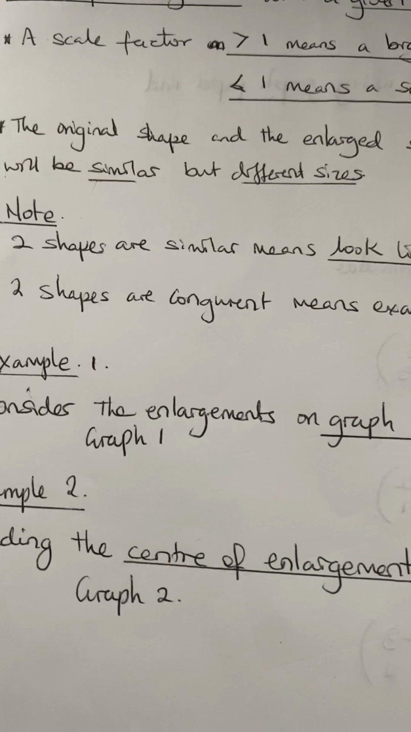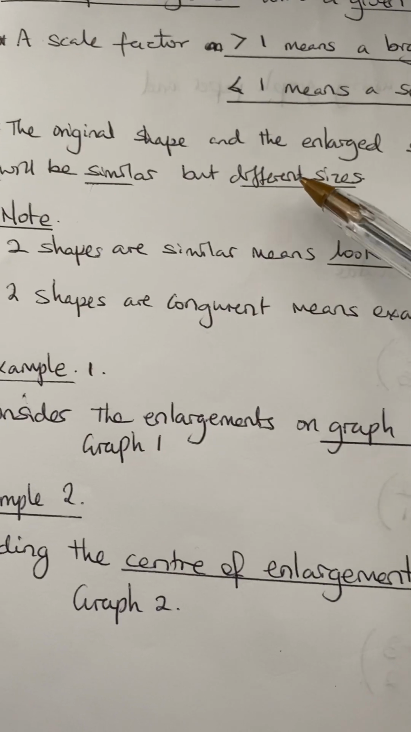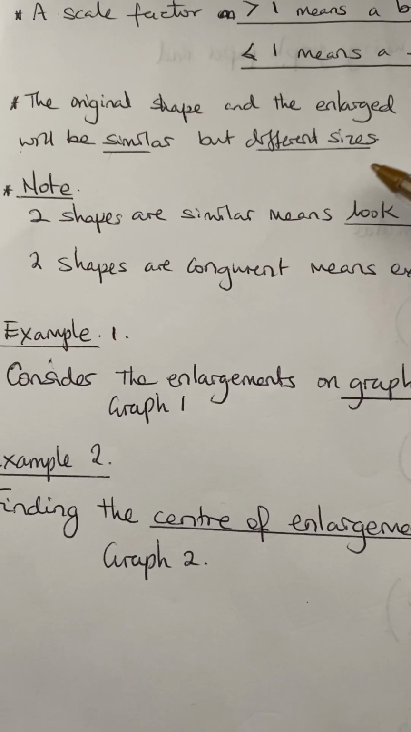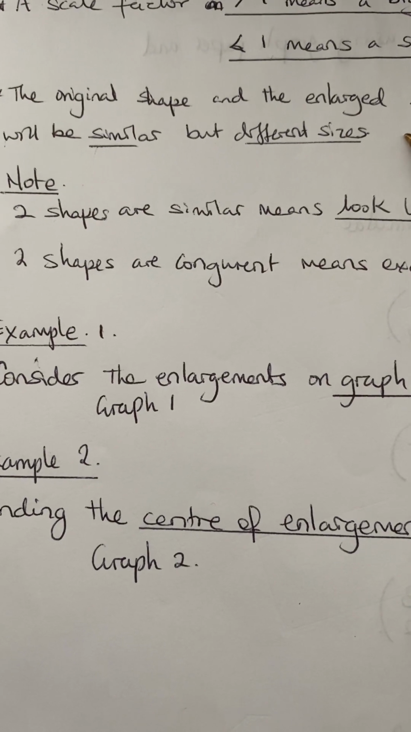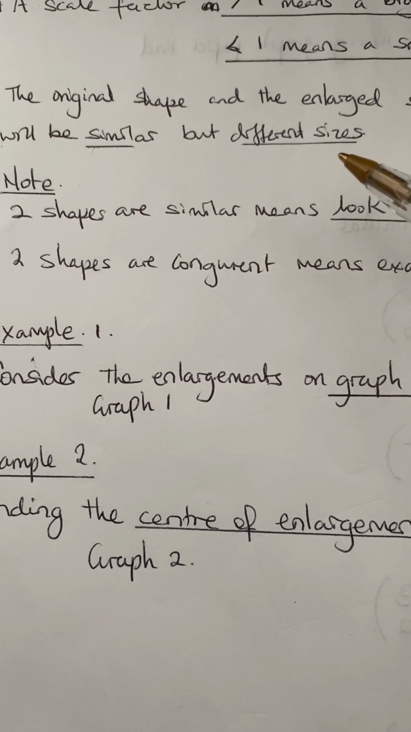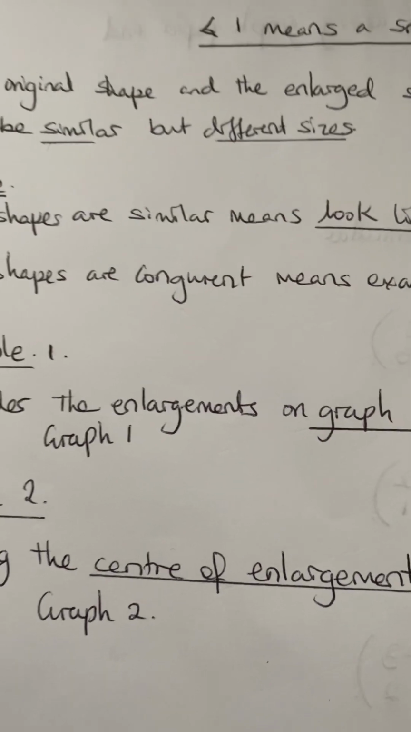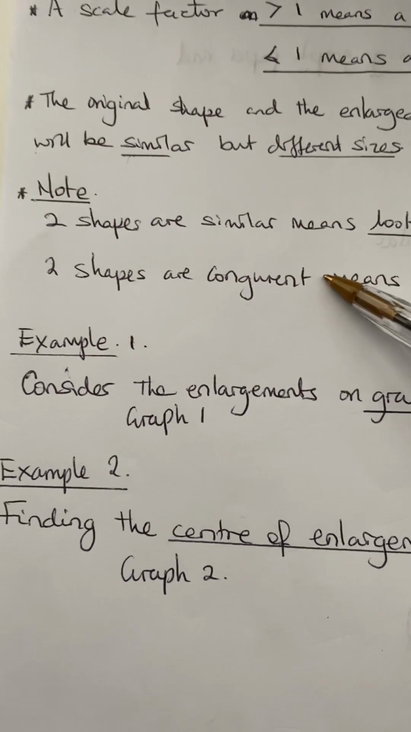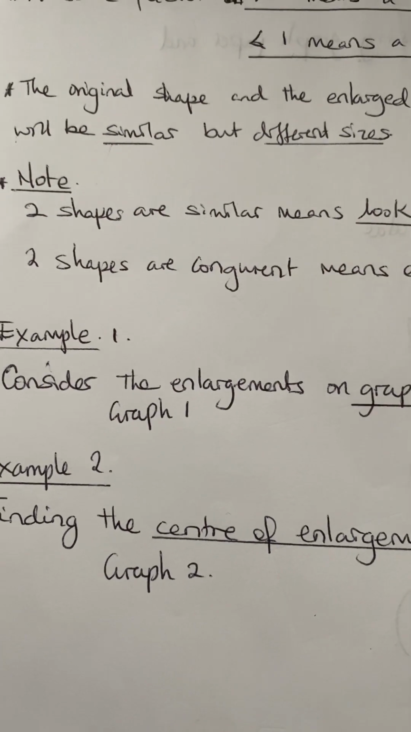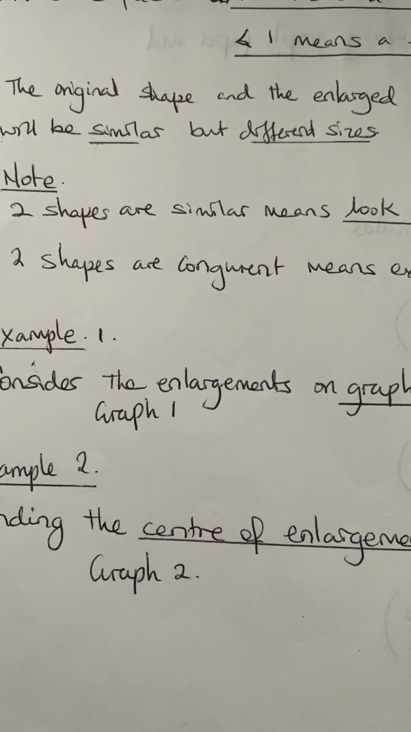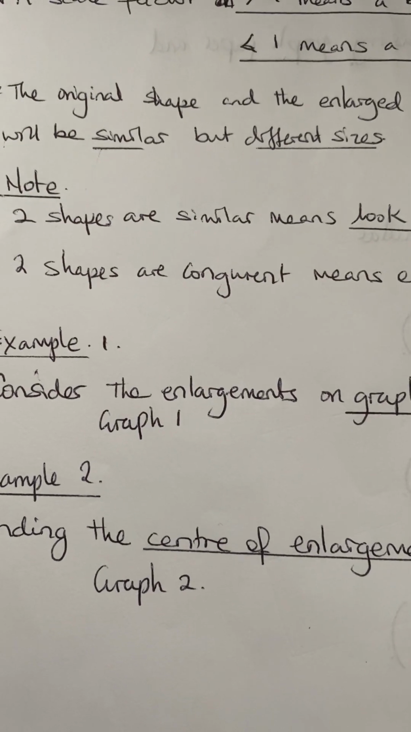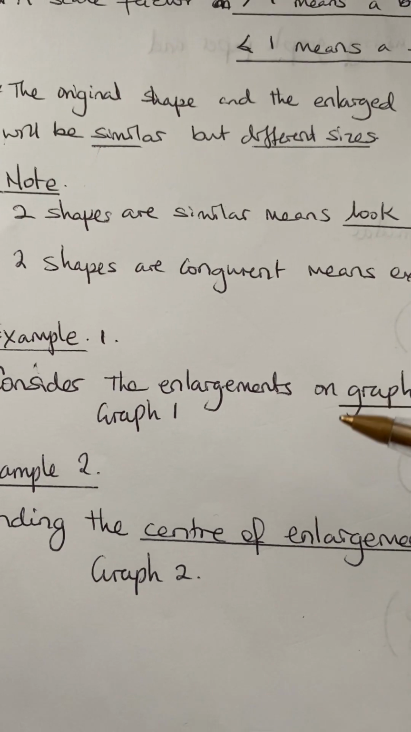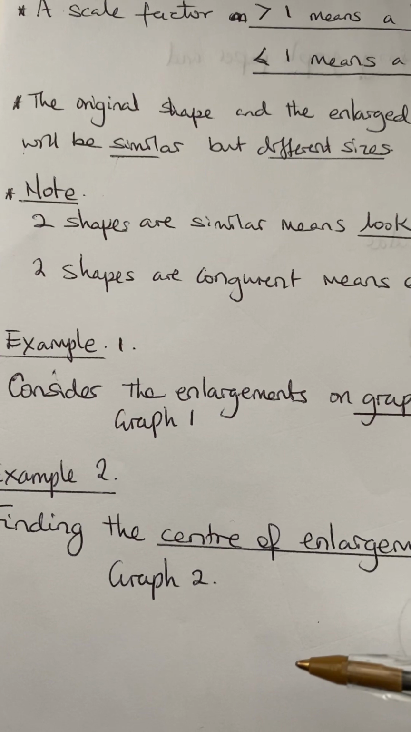The original shape and the enlarged shape will be similar but different. So in enlargement, the original shape and the final image will be similar but different. One will be smaller than the other. If it becomes the same, that means a scale factor of 1, so you haven't done anything. So they're expecting it to become larger or bigger.